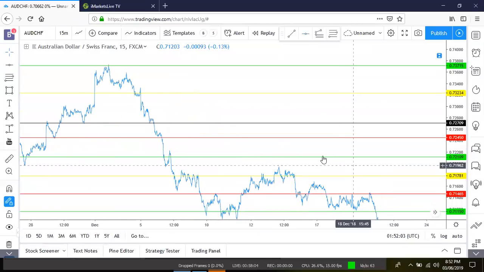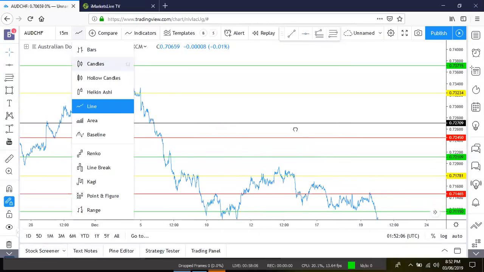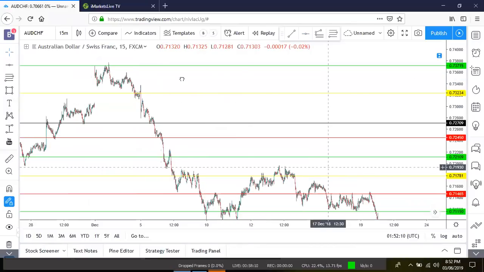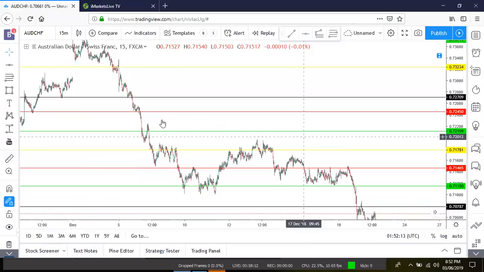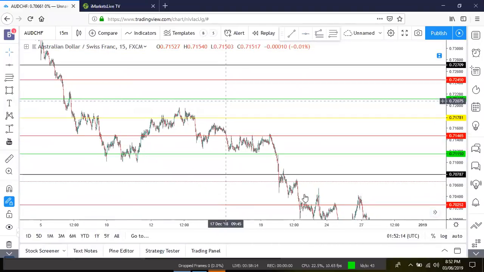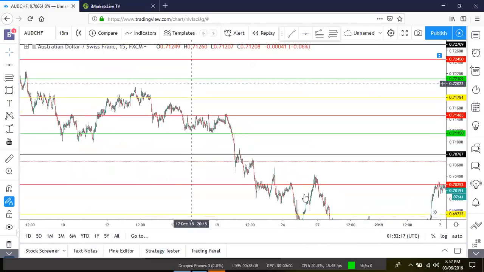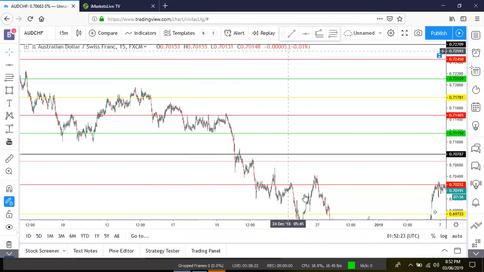So now I'm gonna change this back to a candlestick. Change it back to candles. And now I'm pretty much ready to trade. You can see how all these levels right here are pretty much respecting these trend lines.